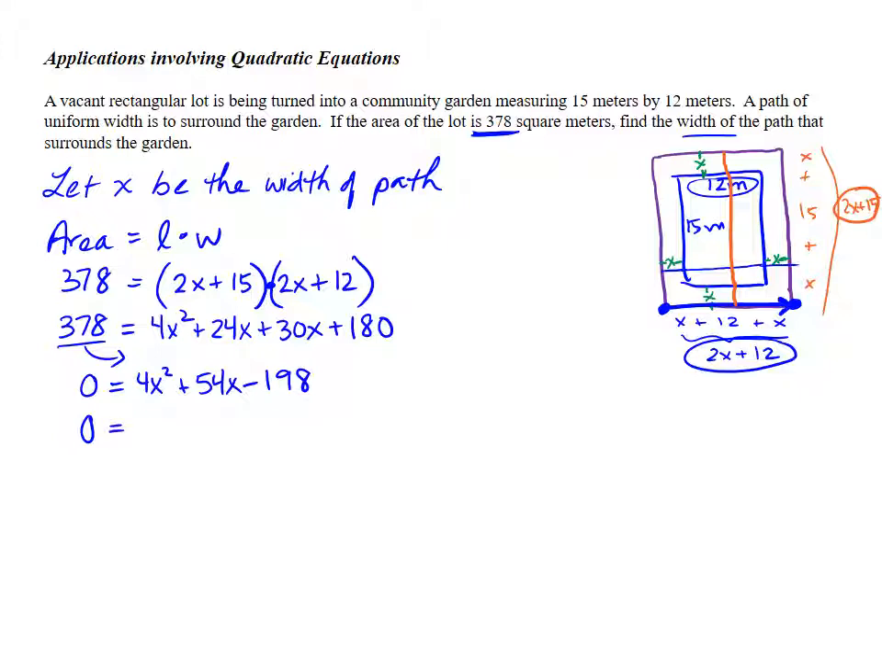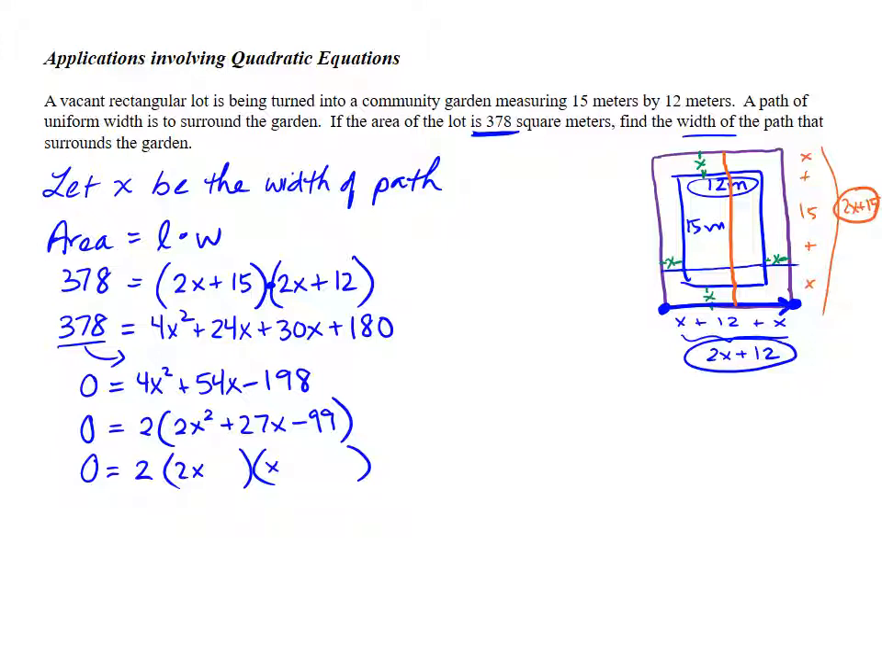If we could take a 4 out, that would be even better, but unfortunately I think the most we can do is take a 2 out. So when we take a 2 out, we get 2x squared plus 27x minus 99, I think. Yep, that's what my calculator says. And next, we want to factor the trinomial that's left on the inside. So 2 times, we're going to have two binomials here. 2x times x is the only way to factor 2x squared.